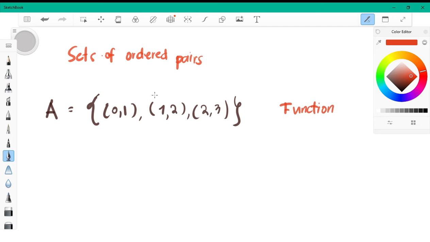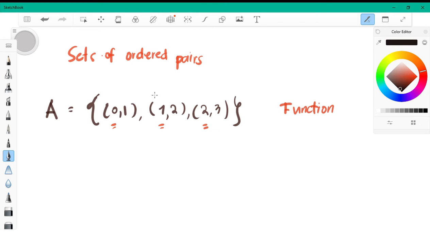Why? Because it satisfies the rule of functions, which says that a function is a set of ordered pairs such that no two ordered pairs have the same x value. Notice that the x values for this set of ordered pairs are unique, so no x value is repeated. We have 0, 1, and 2.